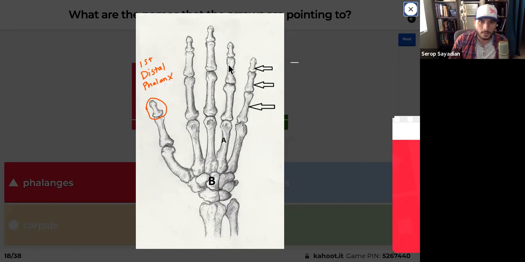What about this one? The fifth proximal phalanx. Very good. Fifth proximal phalanx. How about this one? The third middle phalanx, right? Yeah. Is there a first middle phalanx? No, right? No first middle.